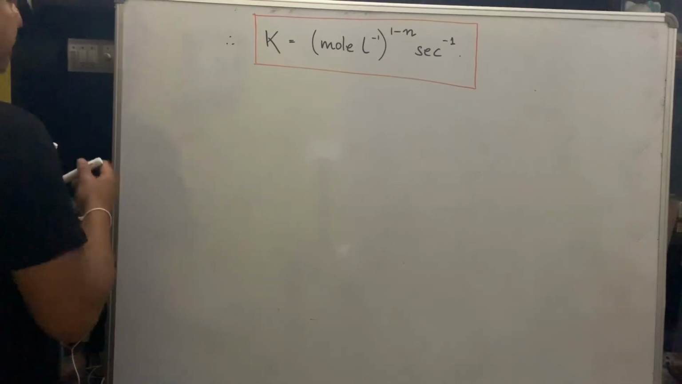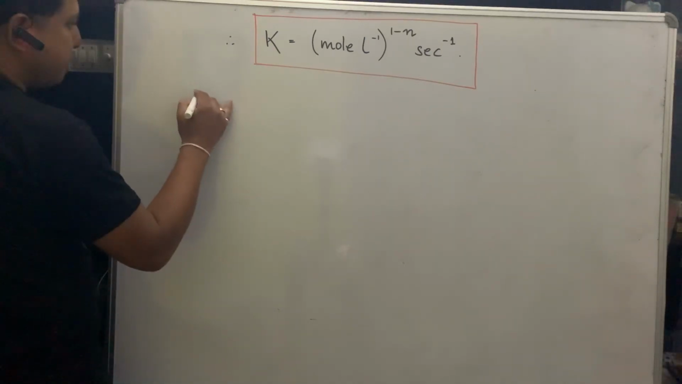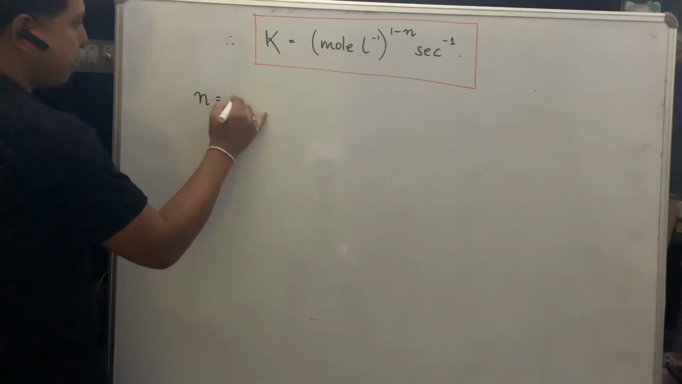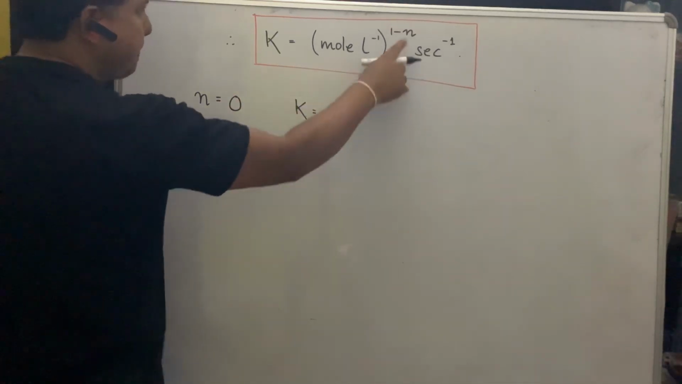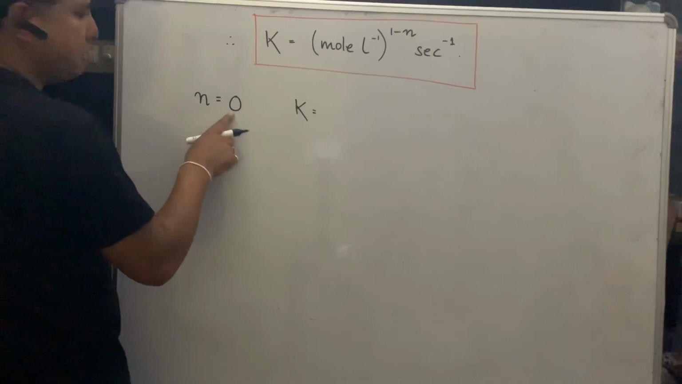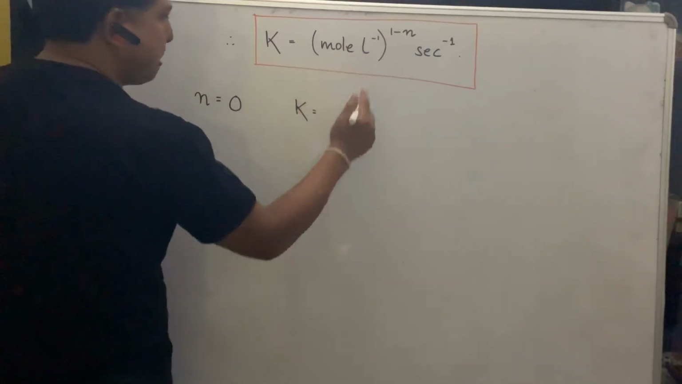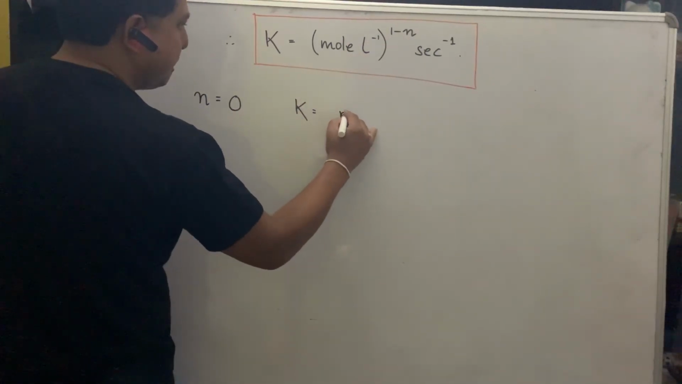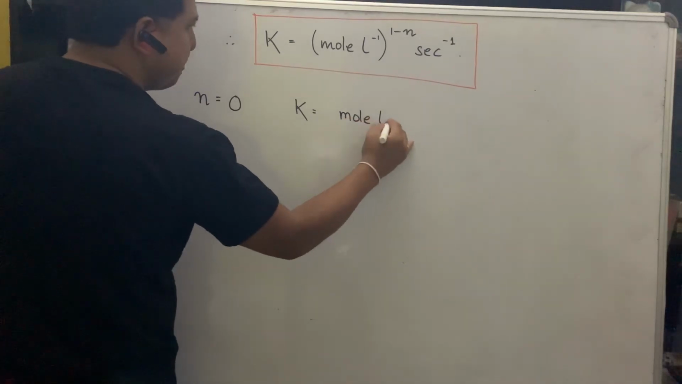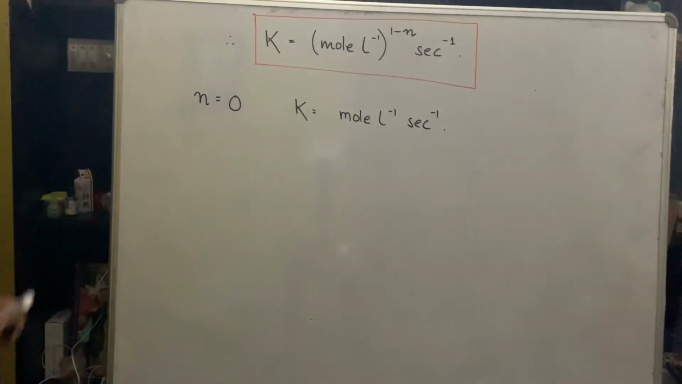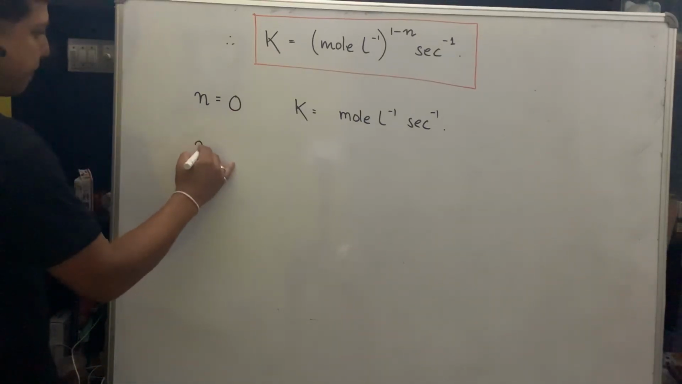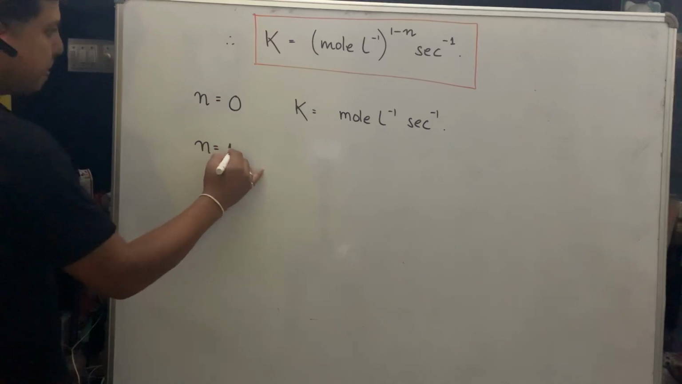So for a zero order reaction, if n equals 0, what will be the unit of K? I am just going to substitute the value of order. So what is the order I have taken? 0. So if I place 0 out here, what will be the unit of K? It will be mole per liter second inverse. Yes, I don't have to mug up now.